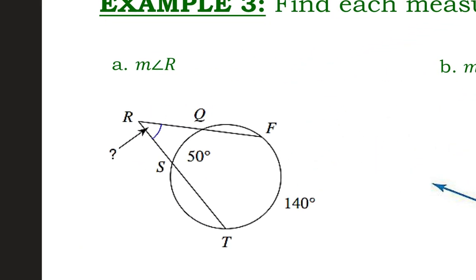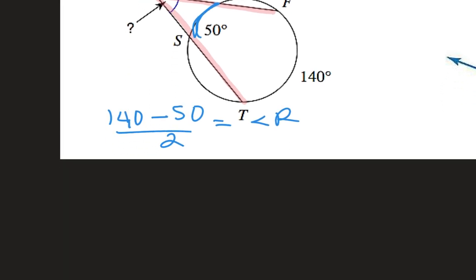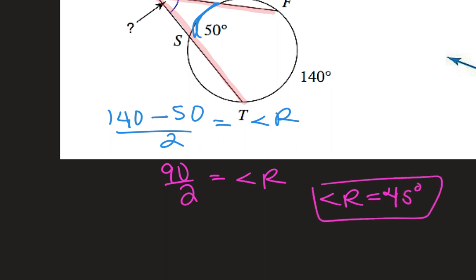First example, you're going to look for angle R. So what are you going to do? You're going to look at your two lines, and you're going to look at what's in between. What's the big arc in between the two lines? 140. So you take 140 and subtract the smaller one in between. What's the small arc in between? 50. And then you divide by 2. This is going to give you angle R. So what is 140 take away 50? 90. And 90 divided by 2, what does that give us for angle R? 45 degrees. So angle R, this little angle, is 45 degrees.